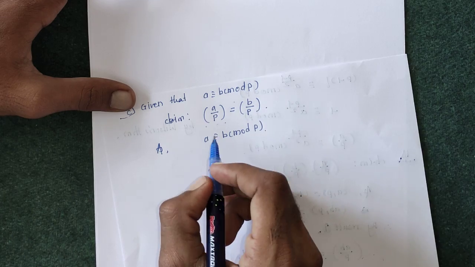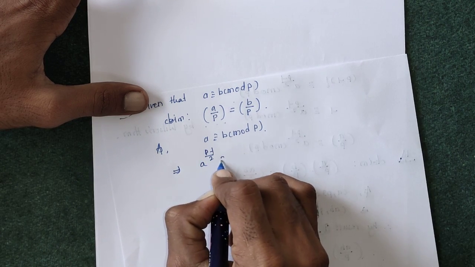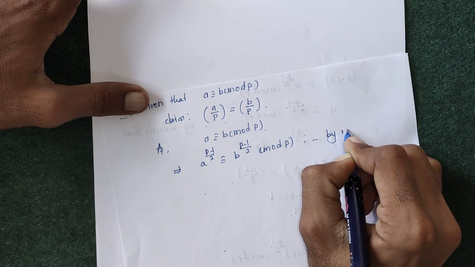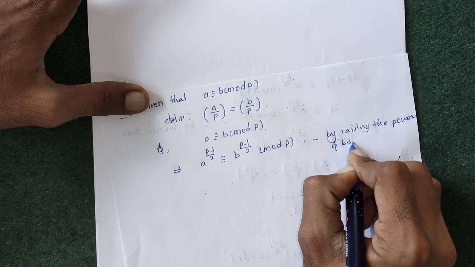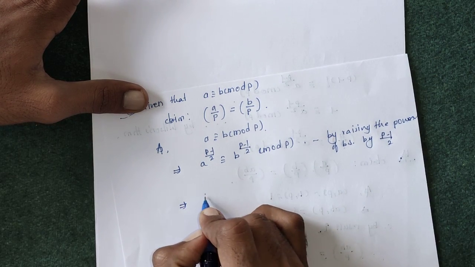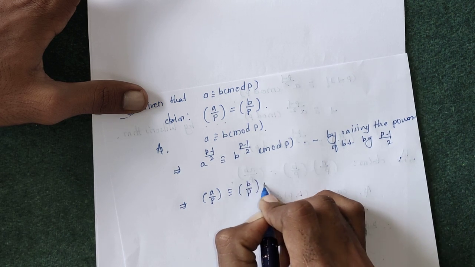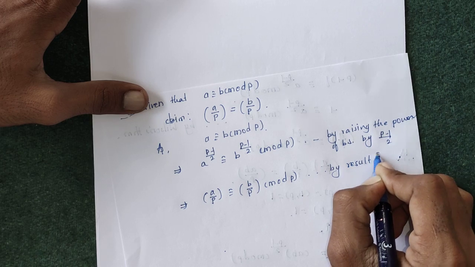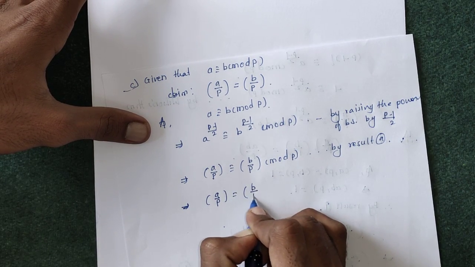As a is congruent to b mod p, raising the power of both sides by (p minus 1) by 2, we will get a raised to (p minus 1) by 2 is congruent to b raised to (p minus 1) by 2 under modulo p. And from the first property we have a raised to (p minus 1) by 2 is congruent to the Legendre symbol of a and p, and b raised to (p minus 1) by 2 is congruent to the Legendre symbol of b and p under modulo p, by result 1 or property A. This will give the Legendre symbol of a and p is equal to the Legendre symbol of b and p.